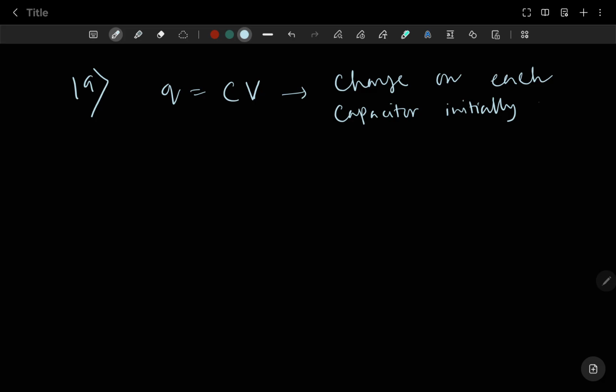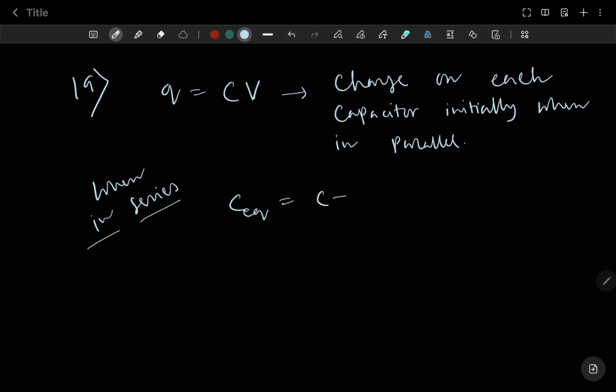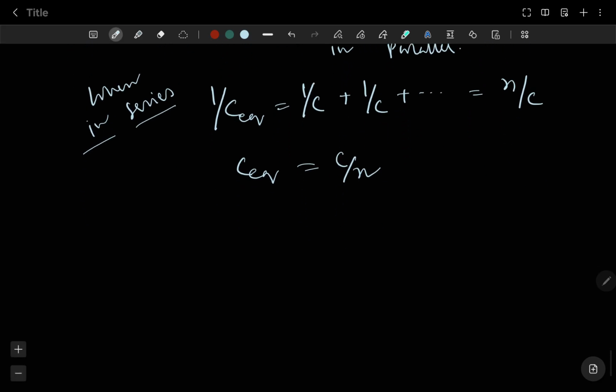Initially when in parallel, and when in series, the equivalent capacitance will be, for series, 1 by C plus 1 by C and so on, so it will be N by C. So C equivalent will become C by N. So the total charge Q total will be C equivalent into V.